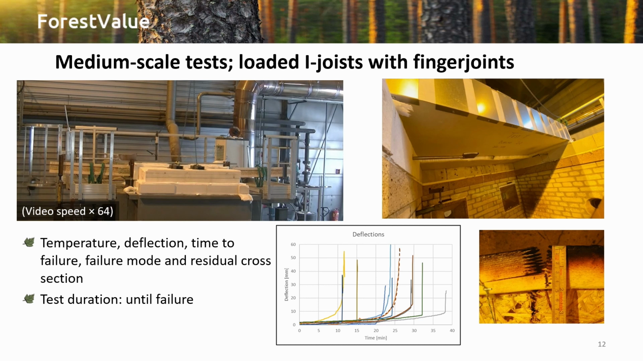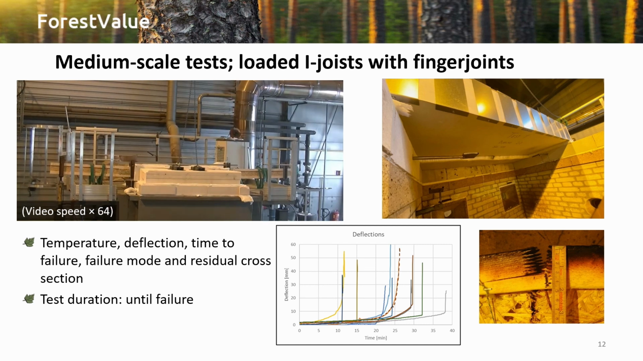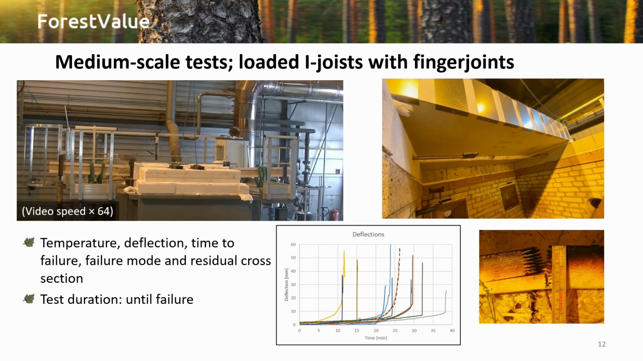And yeah, here you can see a speeded up video to the left. It's going right now. The test is running there. If you look closely, you will see how the I-joist is bending upwards, and it will soon break. As you're watching that, you can also see the box with the I-joist before the test to the right, and failure mode down to the right.